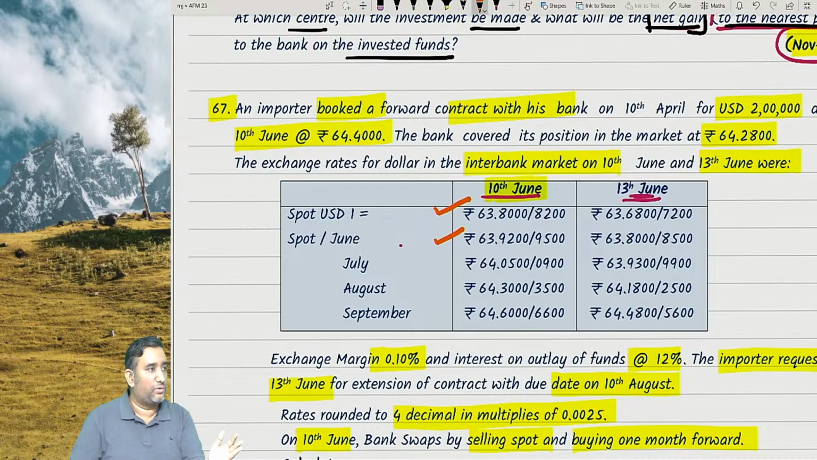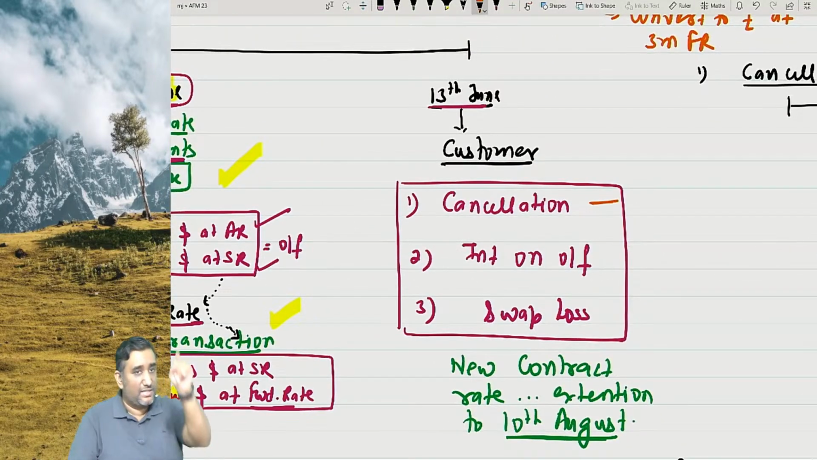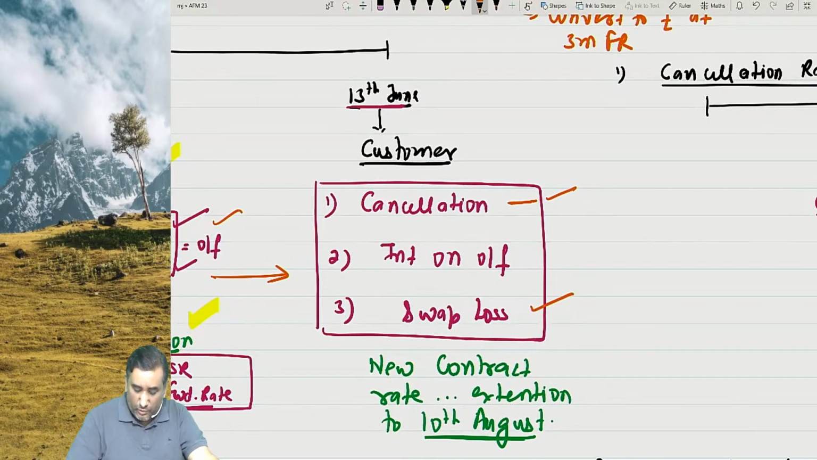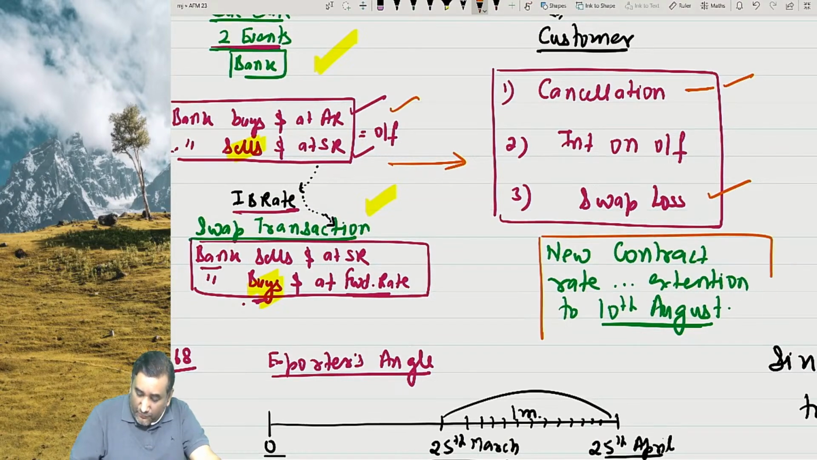Then the gear will shift to 13th. So the moment 13th comes, the customer comes and says cancellation. I'll say you are standing on 13th. Now let's talk from the 13th rate. So I'll see the 13th rate. Interest on outflow, whatever number of days, I'll charge him the interest, and the swap loss, whatever happened here, I'll charge. And then if he says new contract, be careful on this also please.